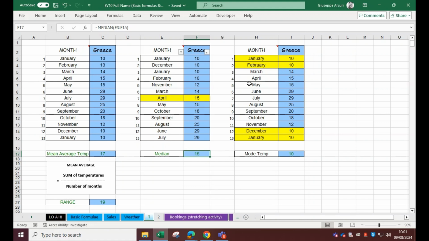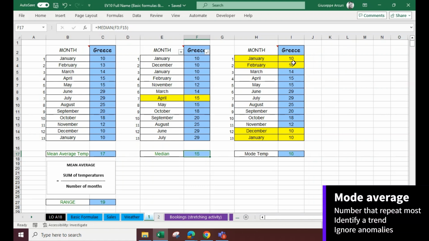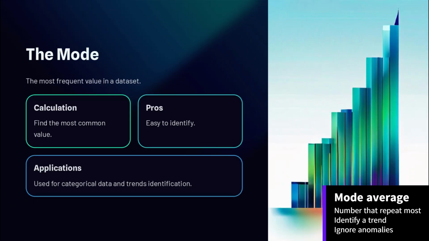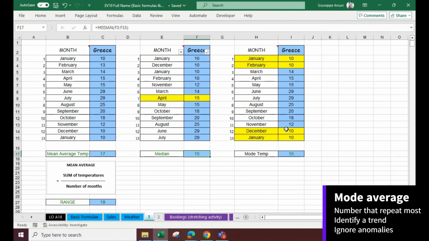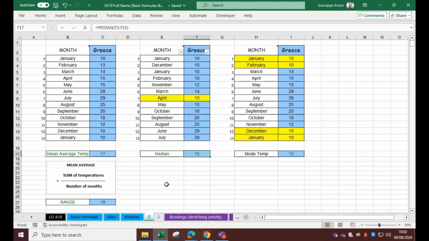Finally, the mode is the number that appears most often in a dataset. There can be one mode, more than one mode, bimodal for 2, trimodal for 3, or no mode at all. We will use the mode when we want to know the most frequent value in a dataset, such as determining the most popular product or size. In the example, the mode is 10 degrees and represents the most frequent temperature, however it is not a value which gives us a true reflection of Greece's temperature during the year.